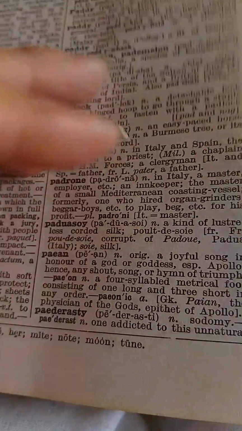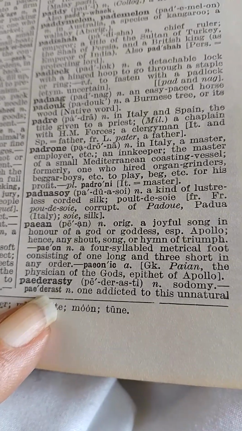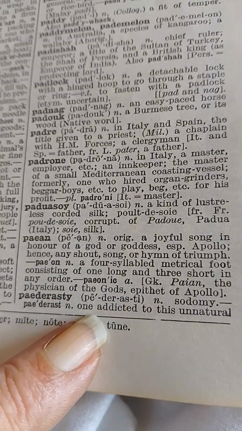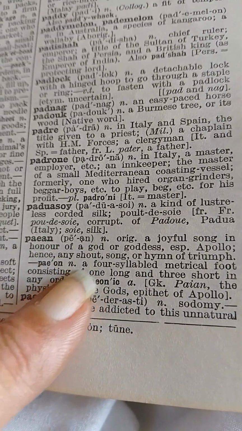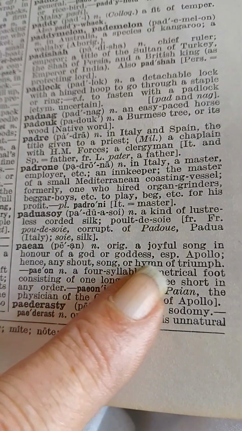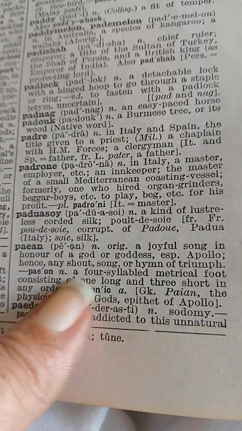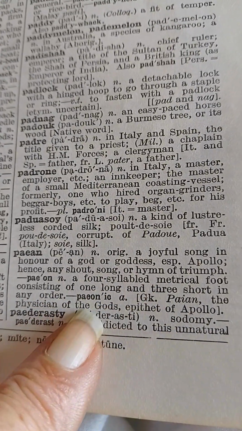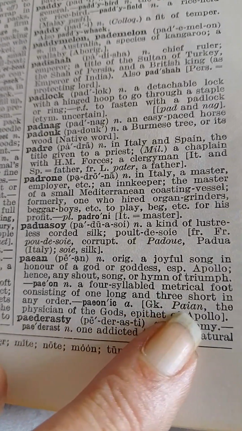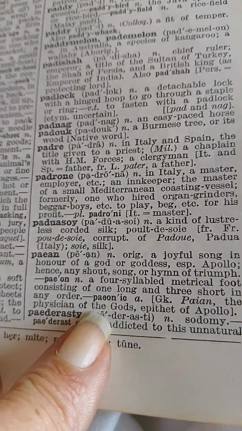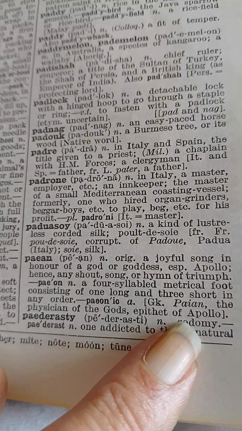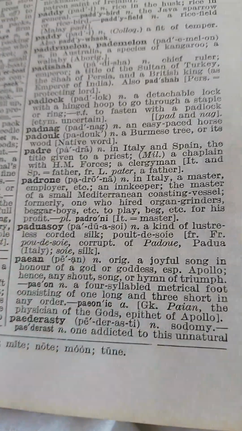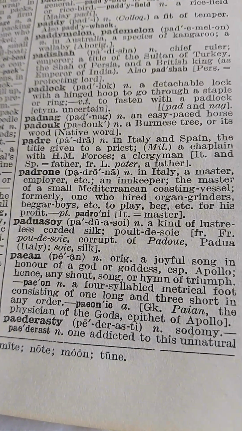So that's above palm. And then we've got feet, sodomy, pederasty. A sodomite, one addicted to unnatural behavior, and paean, originally a joyful song in honor of a god or goddess, especially Apollo, hence any shout or hymn of triumph. Paeon, a four-syllable metrical foot consisting of one long and three short in any order. And paeonic, a joke, paian, the physician of the gods, epithet of Apollo. What's that? Who's that? Okay, Paian. Who's Paian? P-A-I-A-N. Okay, find out who that is.